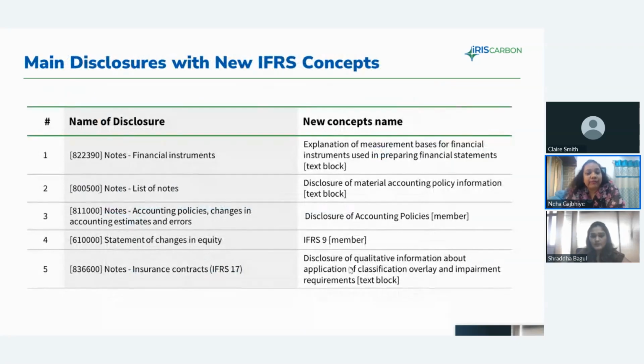These are the 5 new line items which have been added in different disclosures. So there are 3 text block elements which have been added and 2 dimensional members have been added in different disclosures. You can see here that these elements are the results of amendments and initial applications of IFRS standards.